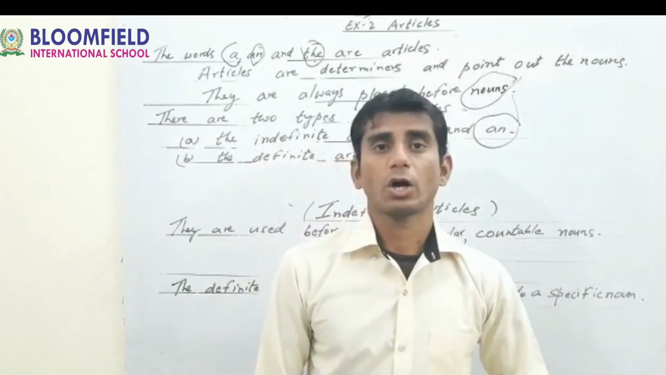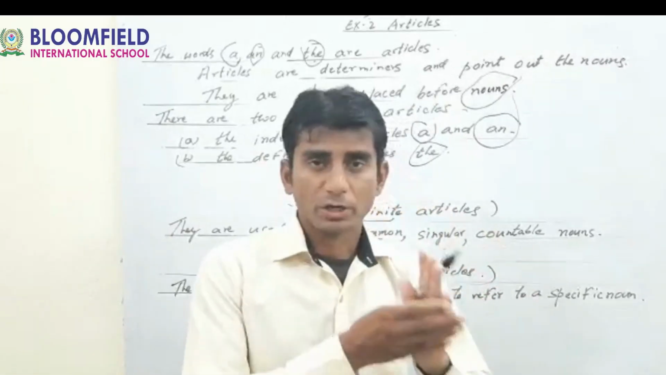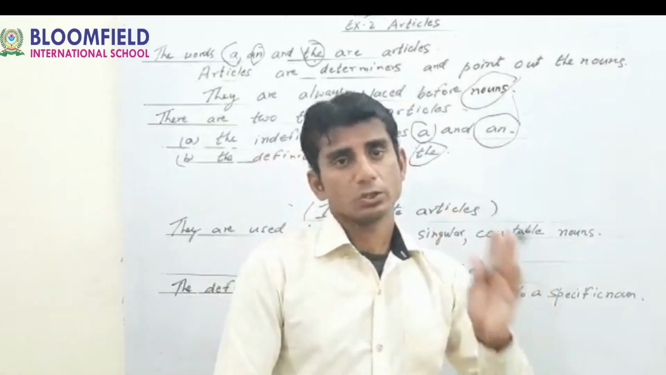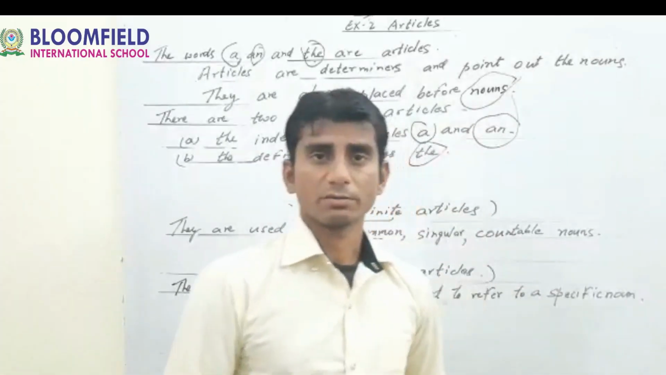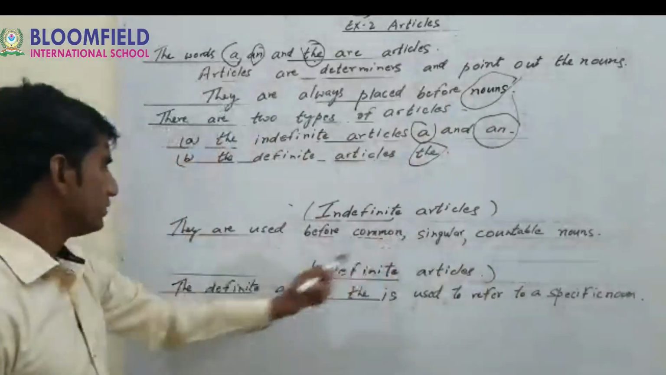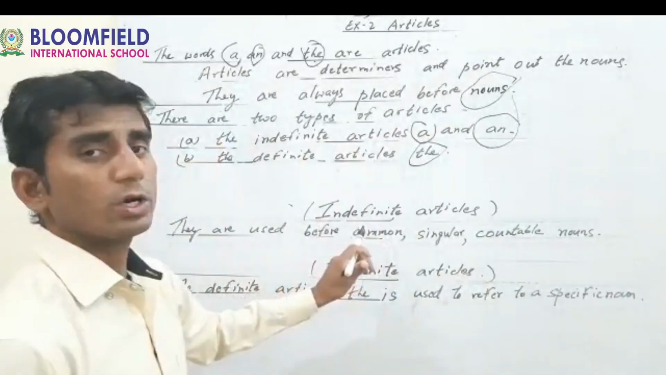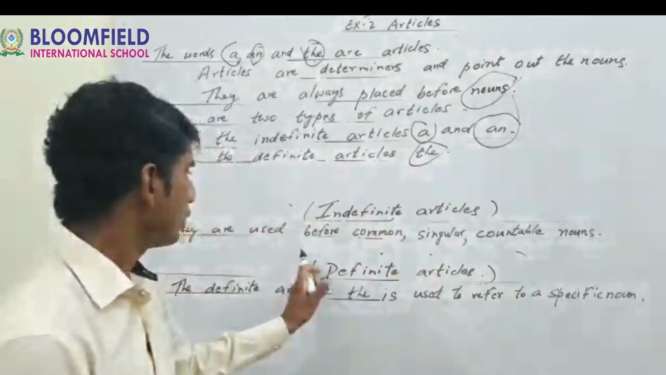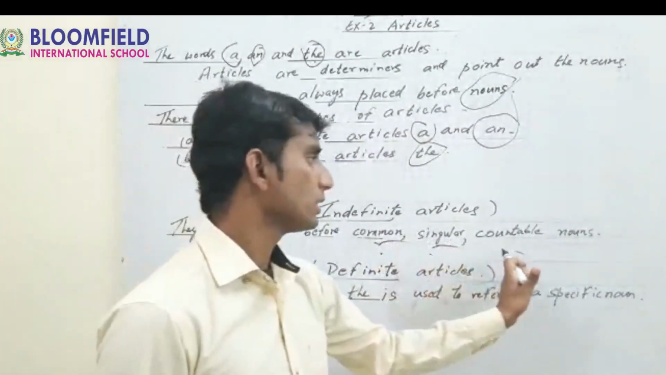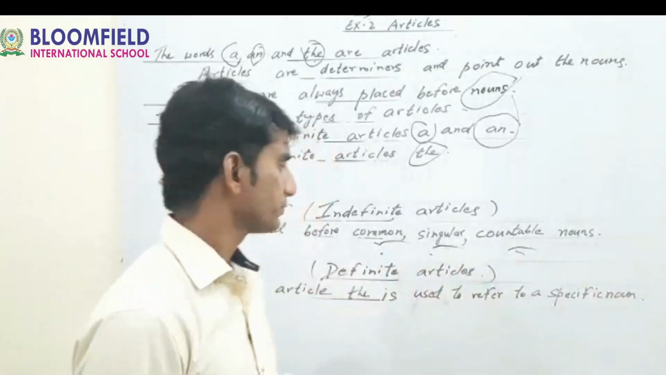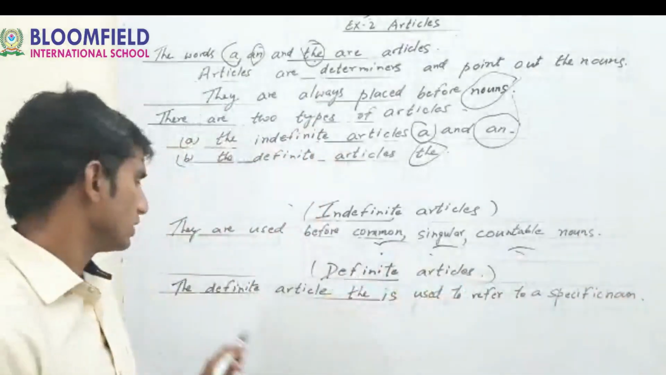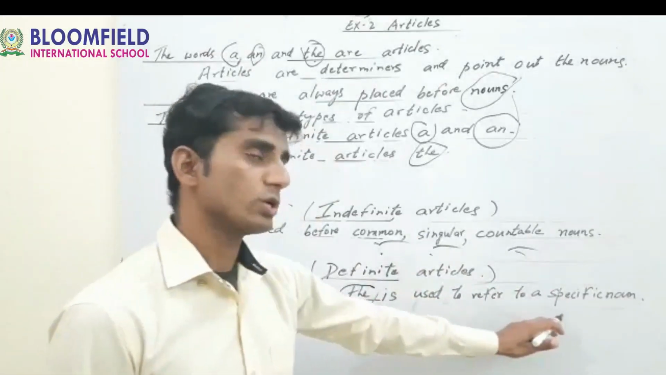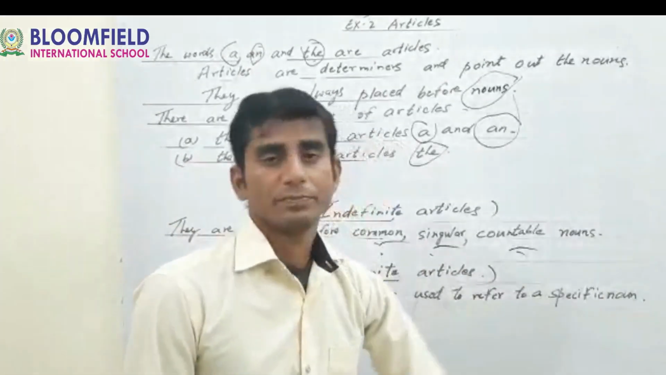If you did not make your fair copy yet, please guys, I request you to note it down in the fair copy in good writing. Indefinite articles are used before common, singular and countable nouns. Next is definite articles. The definite article The is used to refer to a specific noun.